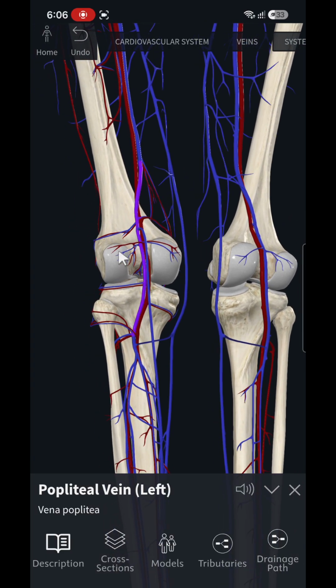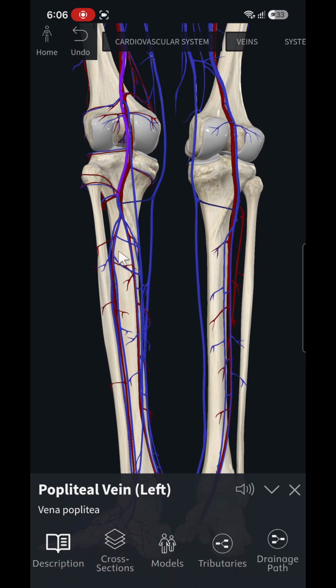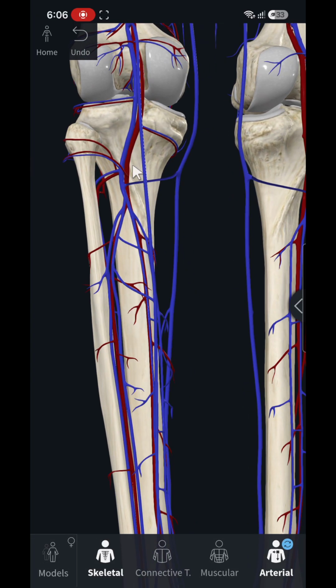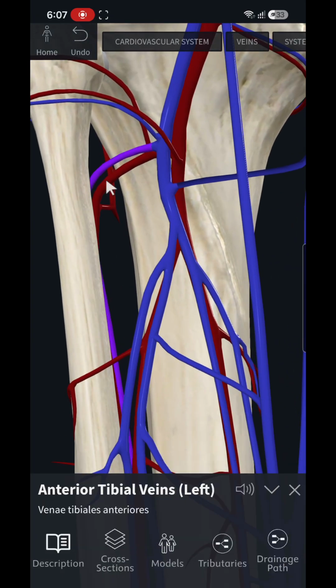Then we have the popliteal vein, right? It divides into anterior and posterior. So anterior tibial, right? And then posterior tibial, and then the posterior tibial gives the fibular veins, right? So it's the same division, okay?